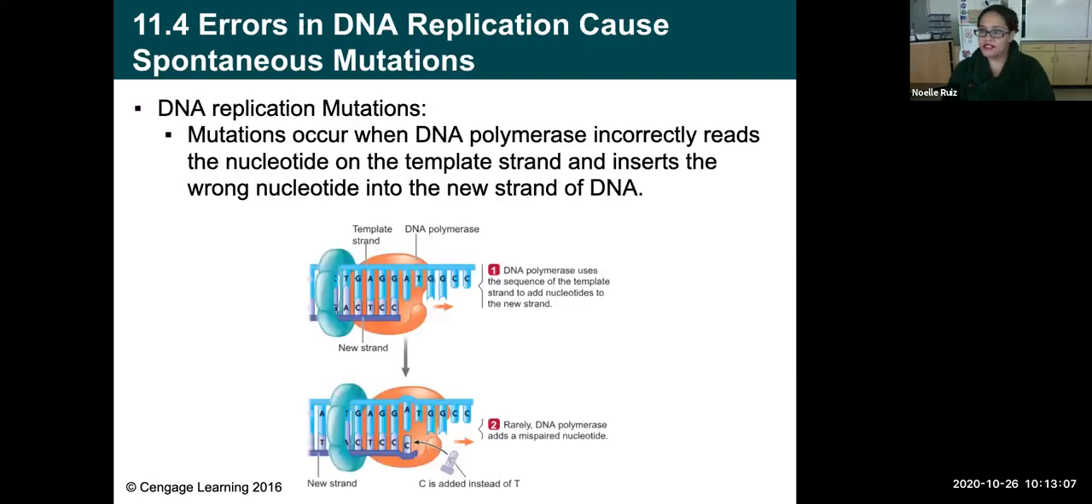There are some errors in DNA replication. Mutations occur when DNA polymerase incorrectly reads the nucleotide on the template strand and inserts the wrong nucleotide into the new strand of DNA. So we went over our steps for replication. The DNA unzips, the enzyme directs the free bases to pair with the parent strand. There can be errors in this process, in this step.